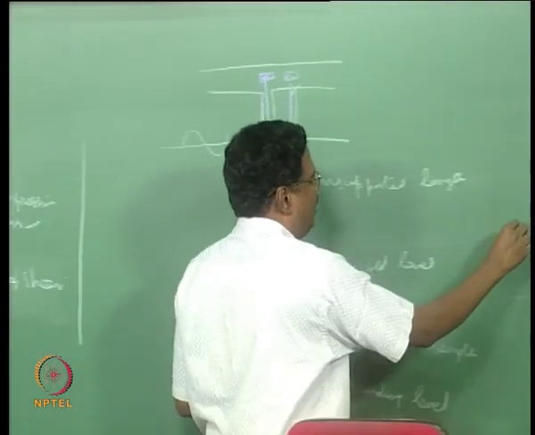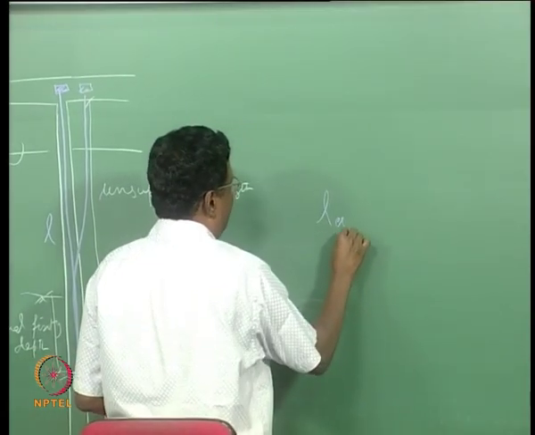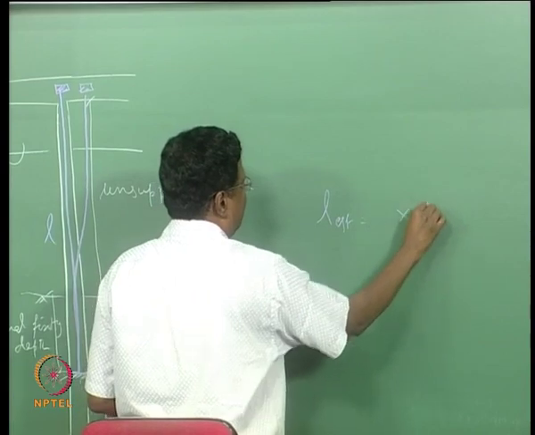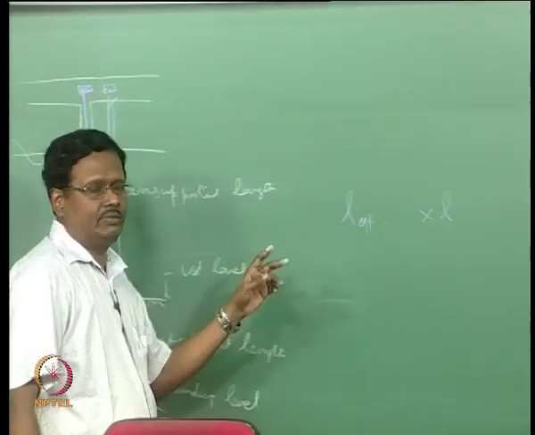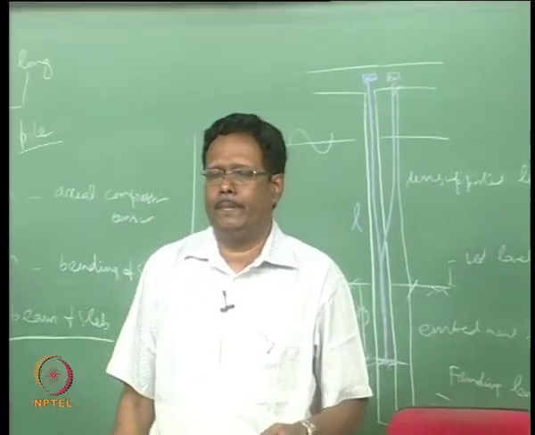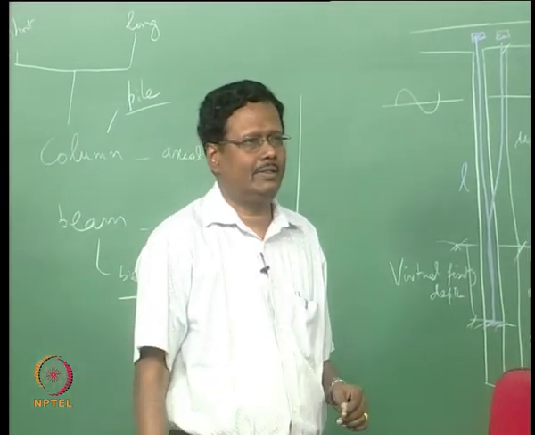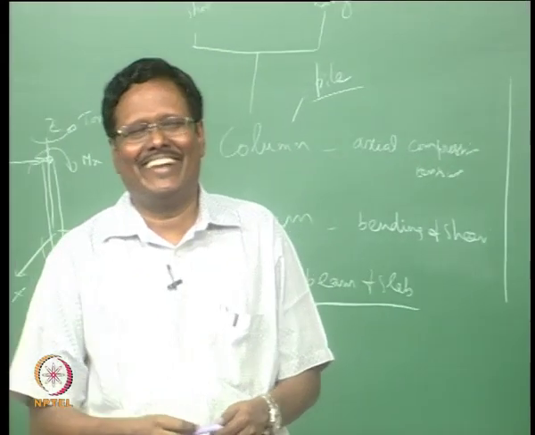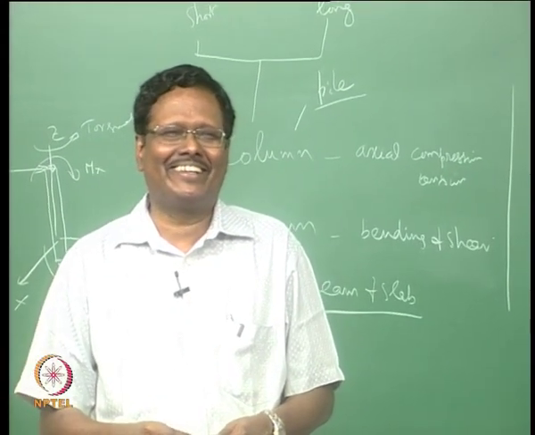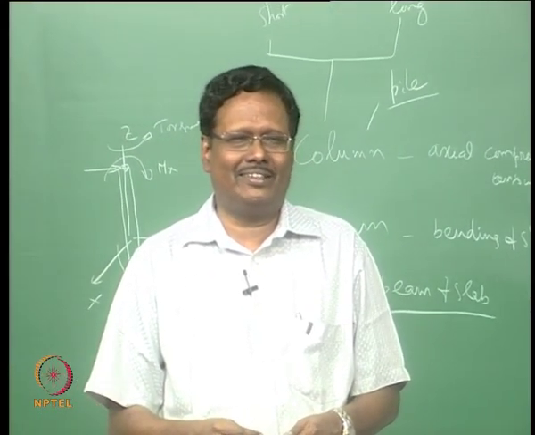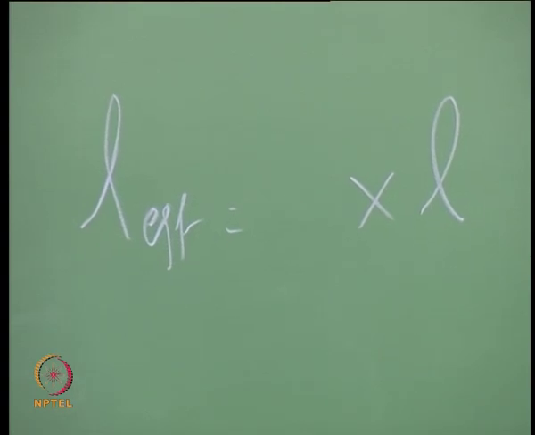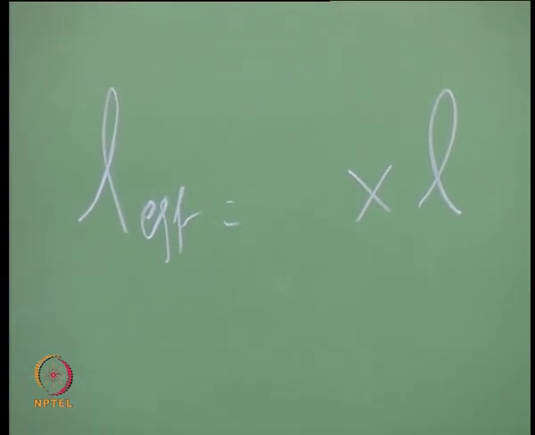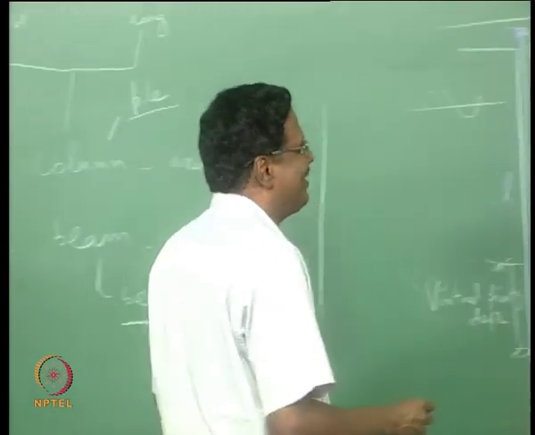We have to talk about L effective. L effective is some factor times the length. What is this factor? Greater than 1. Greater than 1 is correct. 2 is not correct. Root 2 is also not correct. It is 1.2 L.